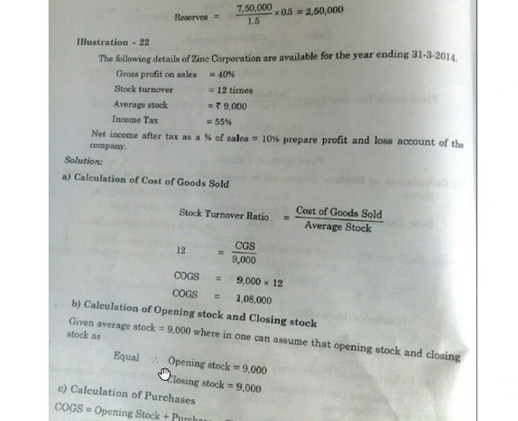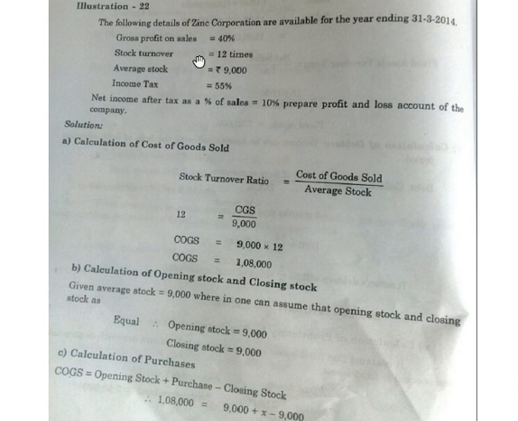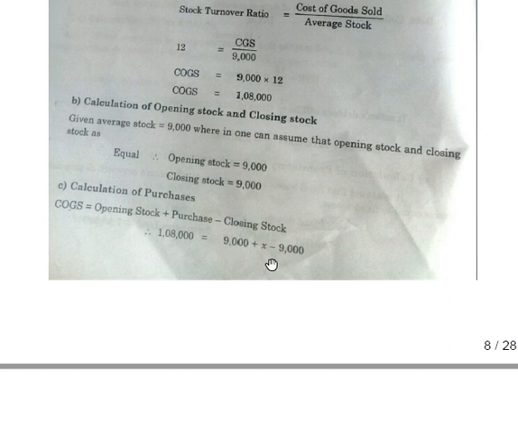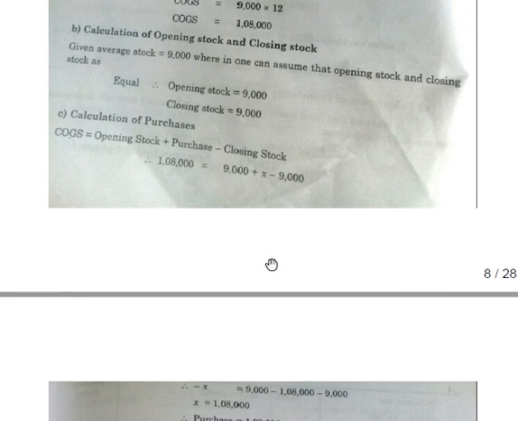With the following information, they have given the stock turnover ratio and average stock. With the help of that you can calculate your cost of goods sold. Stock turnover ratio is equal to cost of goods sold divided by average stock. So 12 is equal to cost of goods sold divided by 9,000. Cost of goods sold is equal to 9,000 into 12, which is 1,08,000.